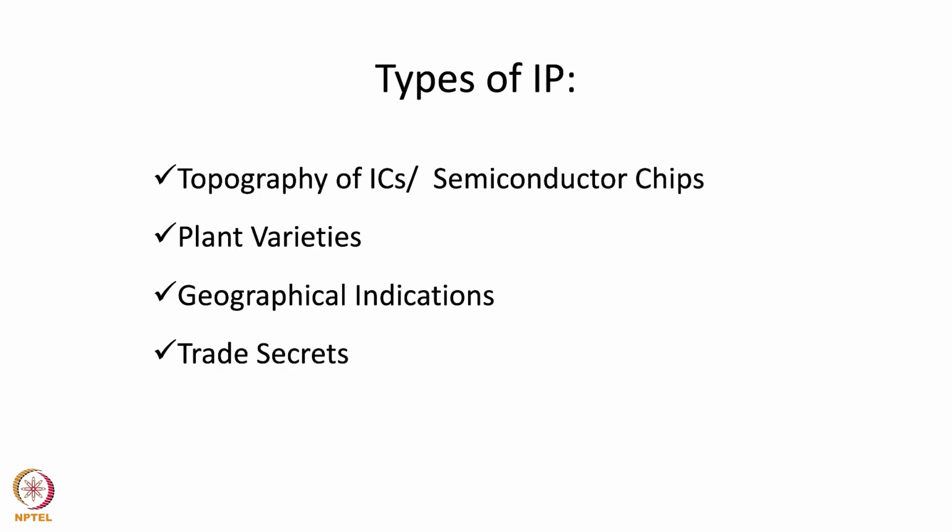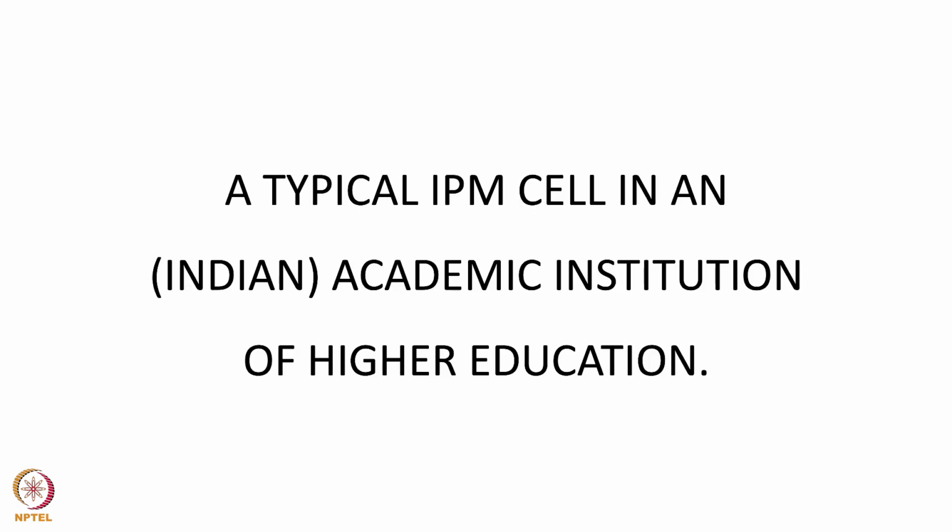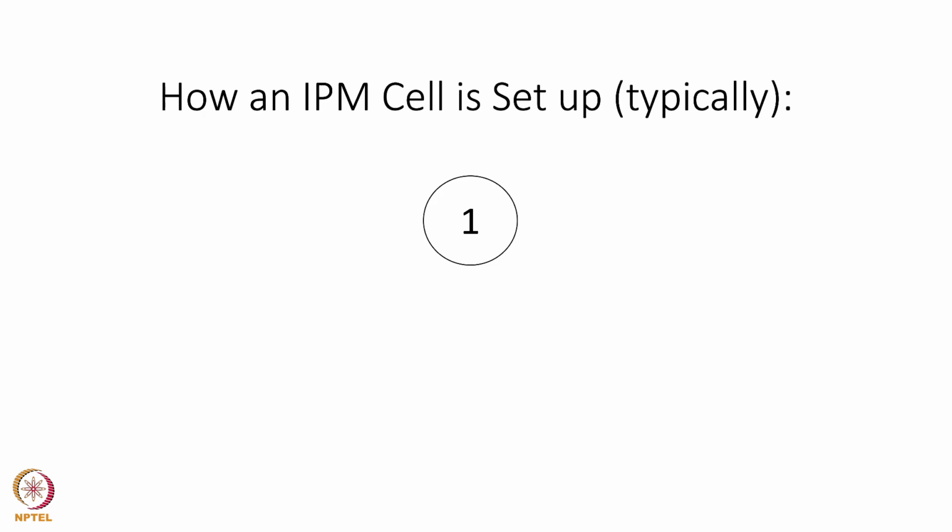Plant varieties could be registered, especially by agricultural universities. Geographical indications usually refer to a right that is in common to a community. But we know instances where the universities have taken an initiative in getting certain GIs registered. And trade secrets could also come out of university work. An IPM cell in an academic institution of higher education would be constituted on these lines.